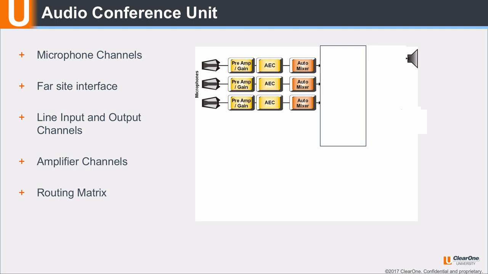The auto mixer provides voice activation for each microphone channel. This isolates the active talker and minimizes noise and reflected audio from being transmitted to the far site, drastically improving intelligibility. The far site interface could be a built-in telephone interface, voice over IP interface, USB audio interface for unified communication, or just an audio in and out to an external device such as a video conferencing unit. It transmits the audio to the far site and receives the audio from the far site.